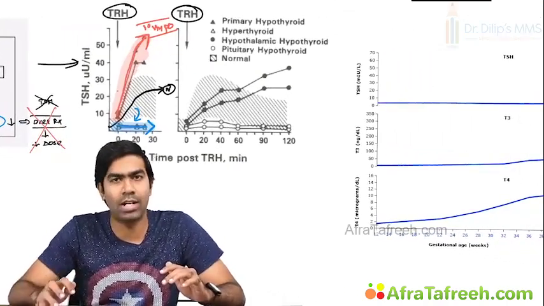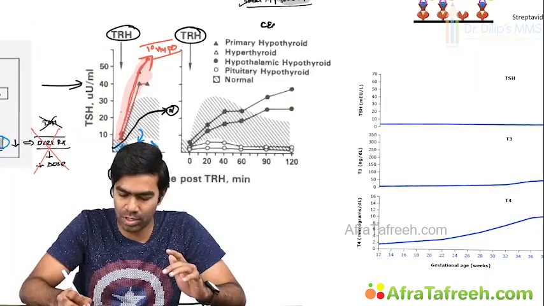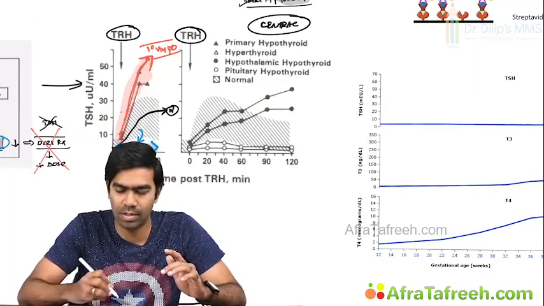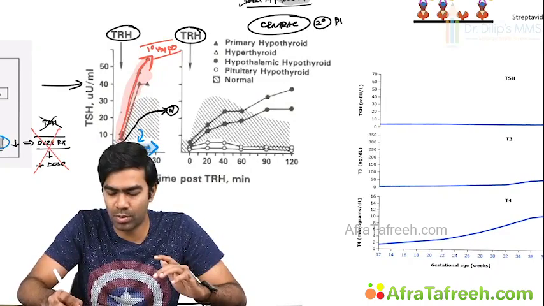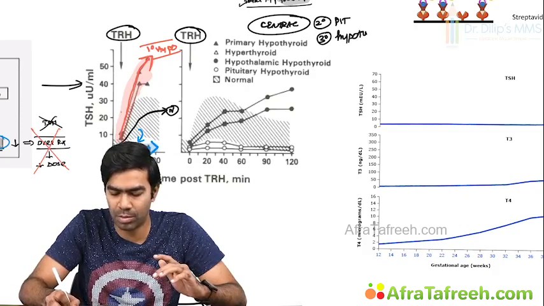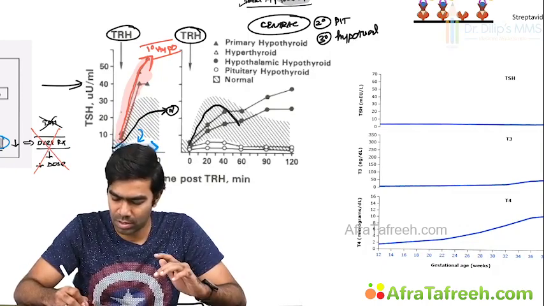So what are you getting in a patient with a central hypothyroidism? We are now discussing central hypothyroidism. Usually secondary hypothyroidism we also call pituitary hypothyroidism. Tertiary hypothyroidism we also call hypothalamic hypothyroidism. We know that. So let me draw the normal curve first.